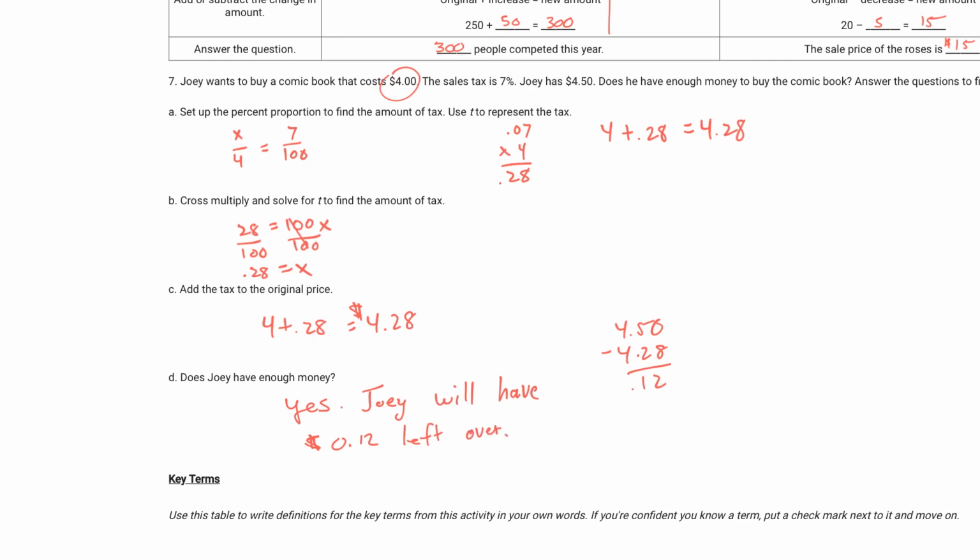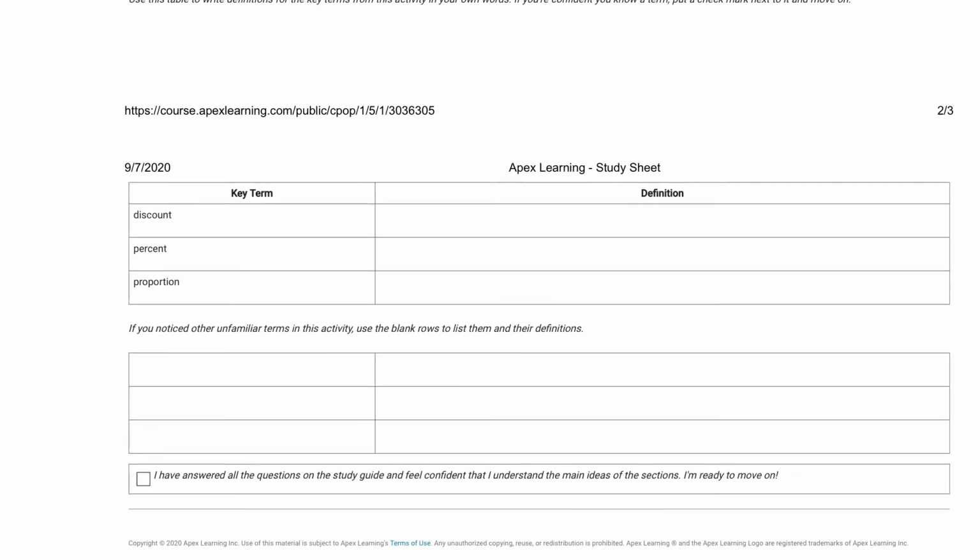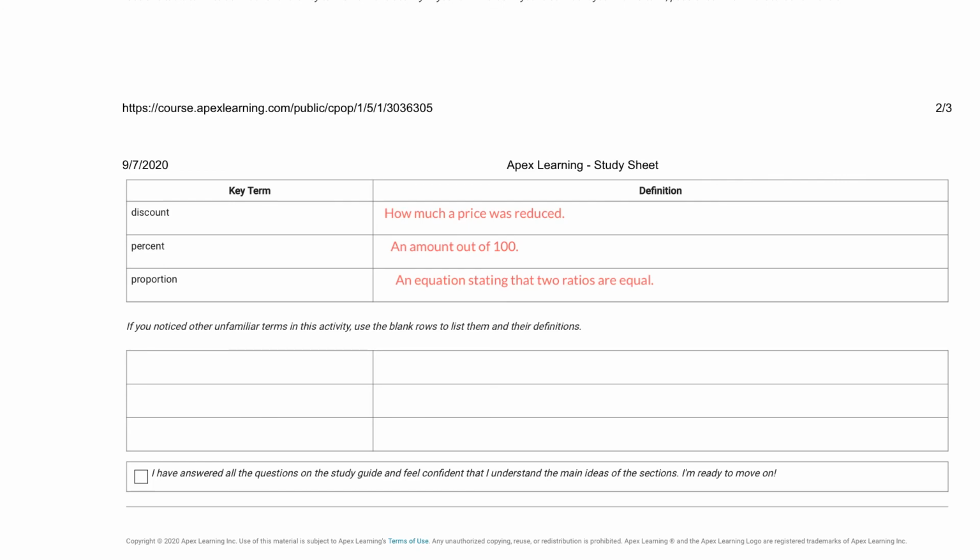Okay, so we have some key terms here that I'd like to share with you, and they're going to pop up in just a moment. And here's the last bit where we see that a discount is how much a price was reduced. The percent means an amount out of 100, and a proportion is stating that two ratios are equal.